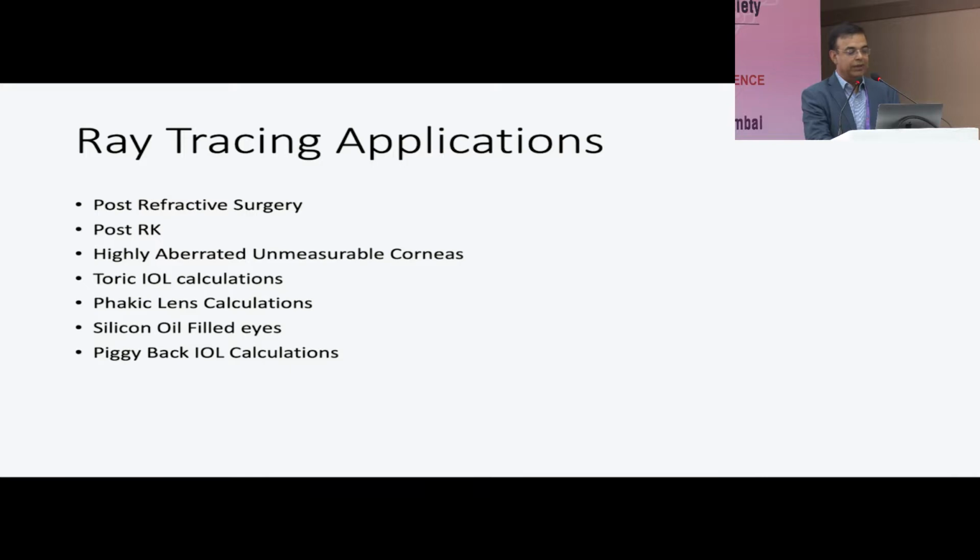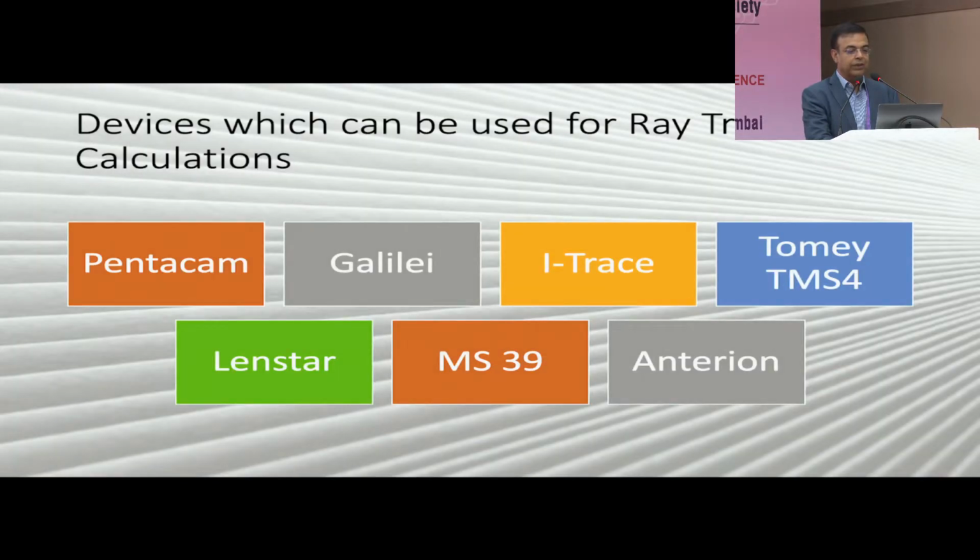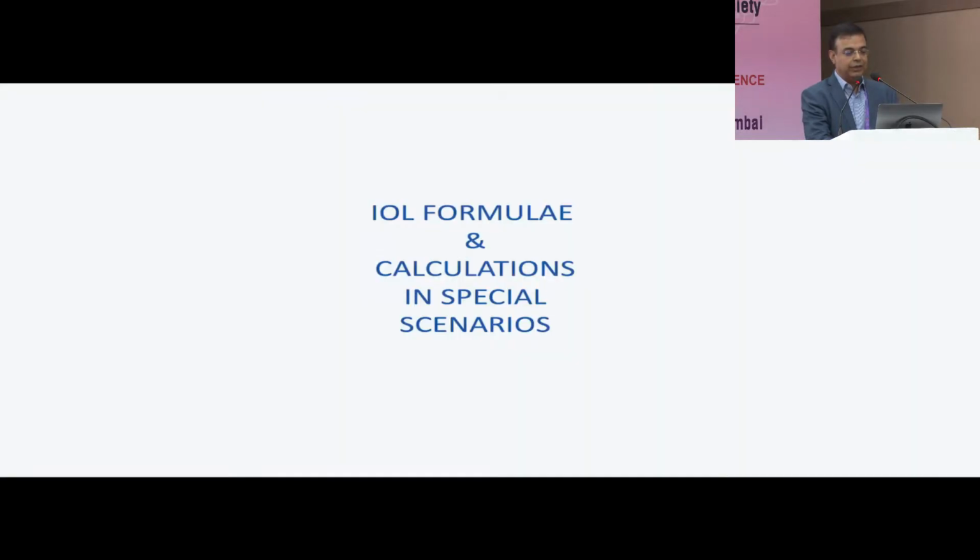So a lot of applications, especially in post-refractive surgery, post-RK, where otherwise you may not be able to get great measurements. So these are all the devices which can be used for ray tracing calculations: the Pentacam, the Galilei, the iTrace, the TOMEY, the MS-39. They can all be used for, all this data can be put into the Okulix and used for your calculations.